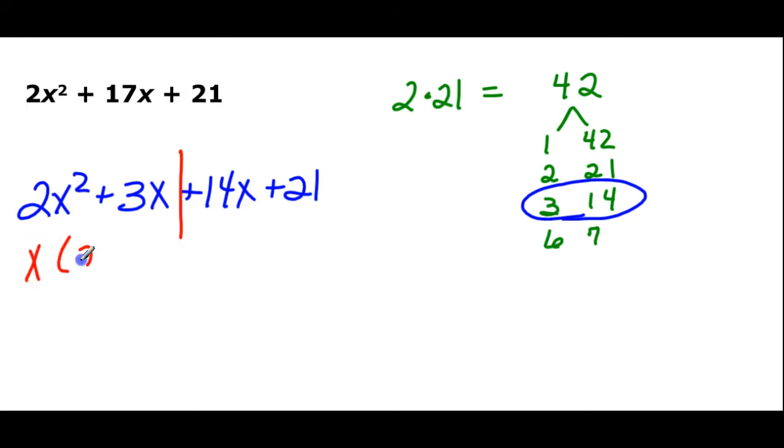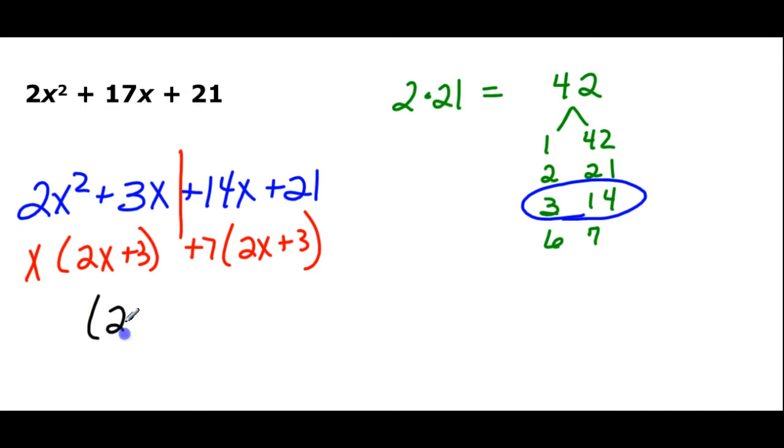Pull out an x. That gives me a 2x plus 3. Pull out a positive 7, which gives me a 2x plus 3. Write down the binomial that they both have in common, 2x plus 3. What's left over? X plus 7, and that's how easy that is.